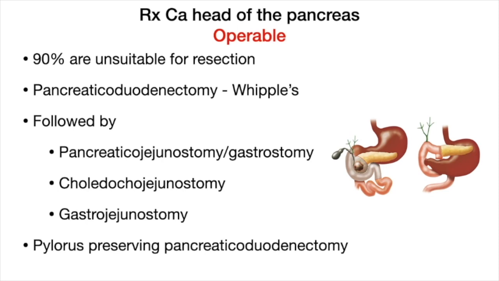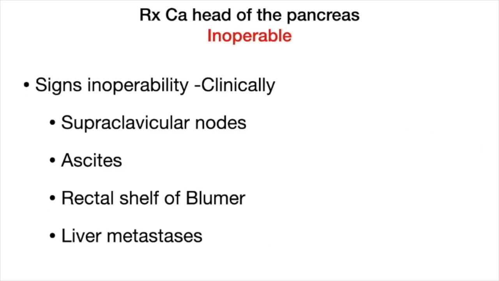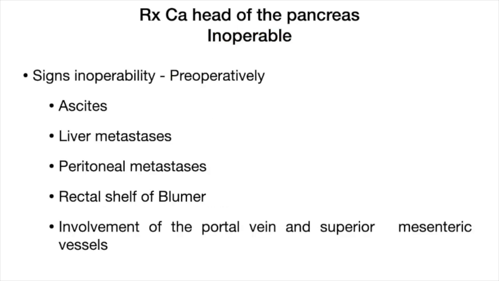If it is operable, the treatment of choice is pancreaticoduodenectomy or pylorus preserving pancreaticoduodenectomy, followed by anastomosis: pancreaticojejunostomy, choledochojejunostomy, and gastrojejunostomy. In inoperable cases, the clinical signs of inoperability are the presence of supraclavicular nodes, ascites, rectal shelf of Blumer, that is rectal deposit on PR examination, and presence of liver metastasis. Preoperatively on investigation, the presence of ascites, liver mets, peritoneal metastasis, rectal deposits, and involvement of the portal vein or superior mesenteric vessels are also signs of inoperable carcinoma of the head of the pancreas.